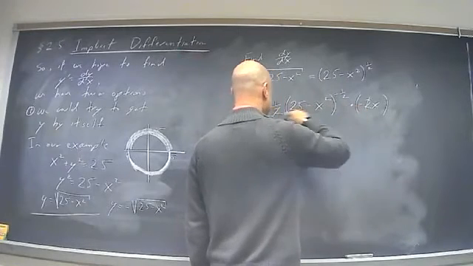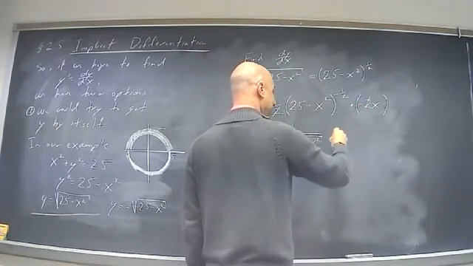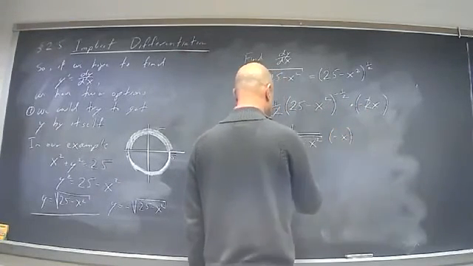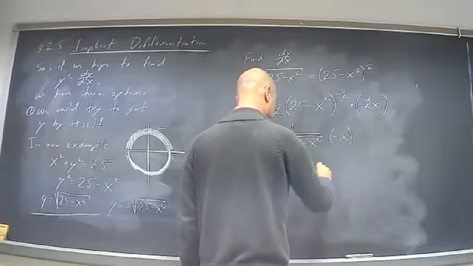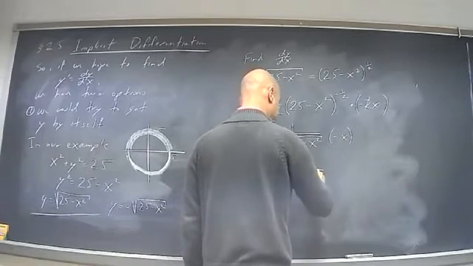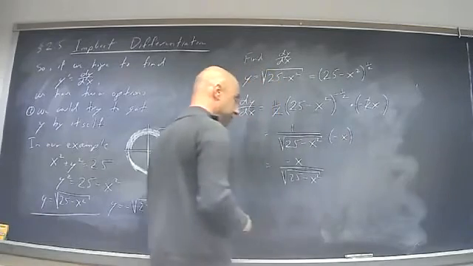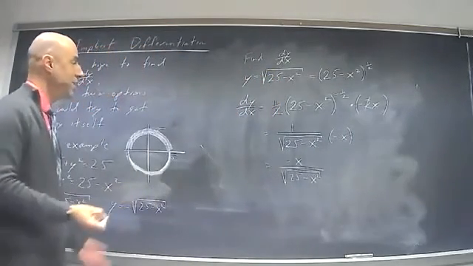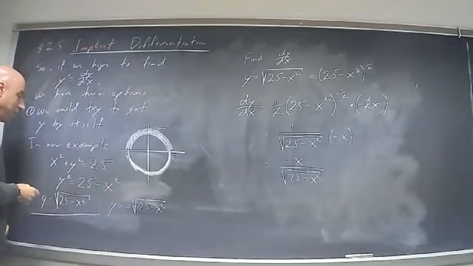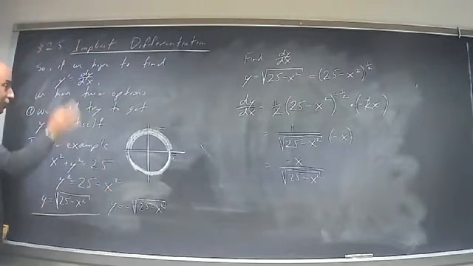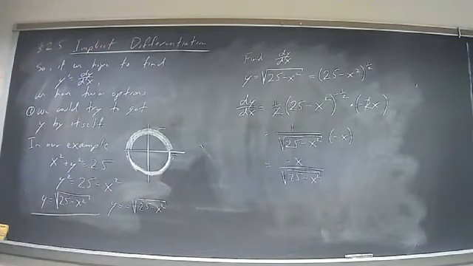What I have here after I've canceled this 2 on the bottom with this 2 on the top is just a minus x. And I can write this as minus x over the square root of 25 minus x squared. There we go. I mean, nice application of the chain rule. So if you can get y all by itself, you can just go ahead and use your regular old derivative rules.